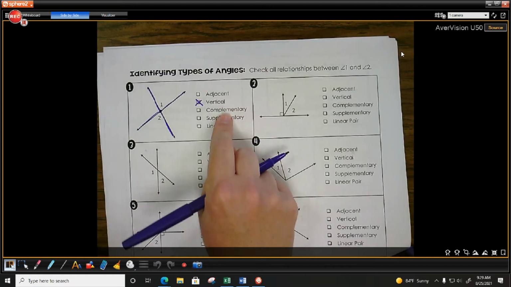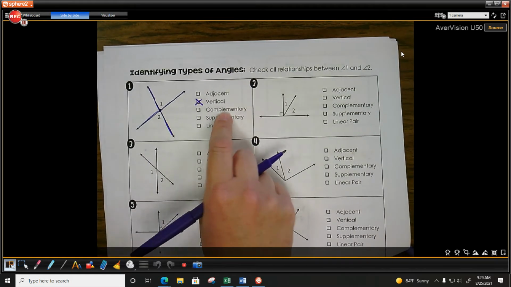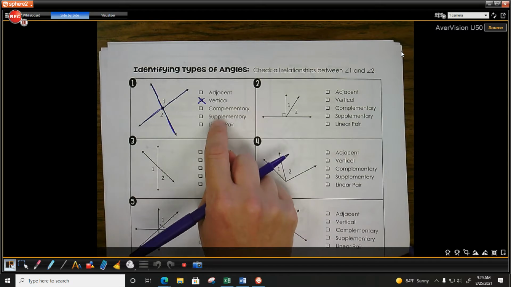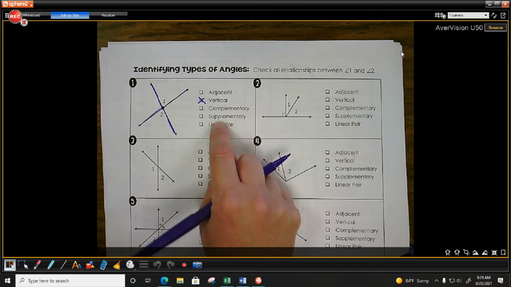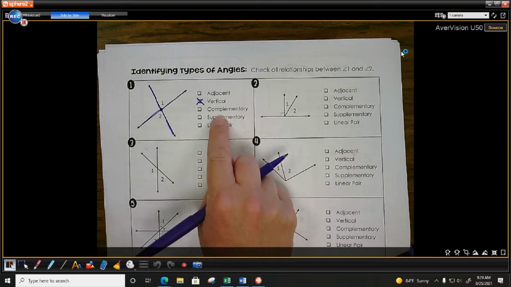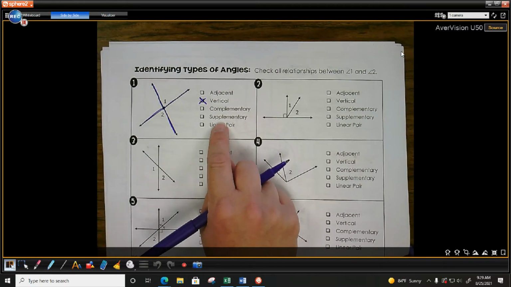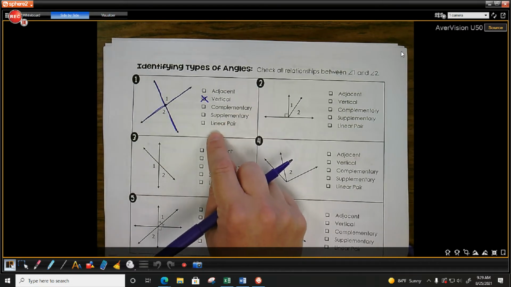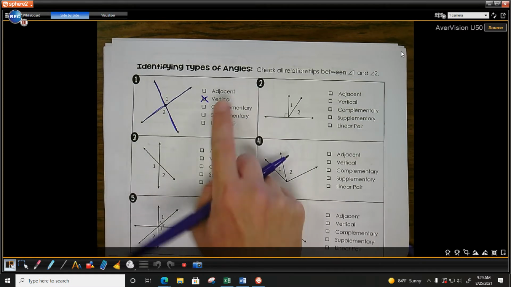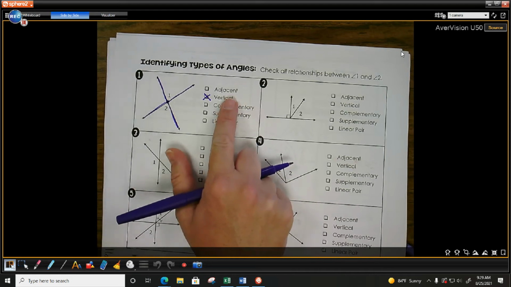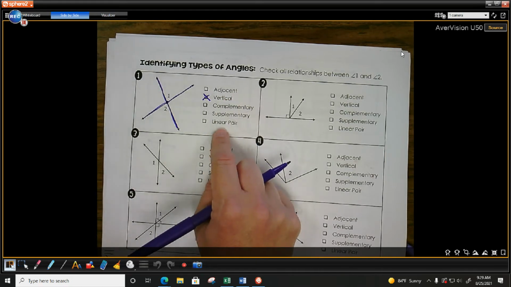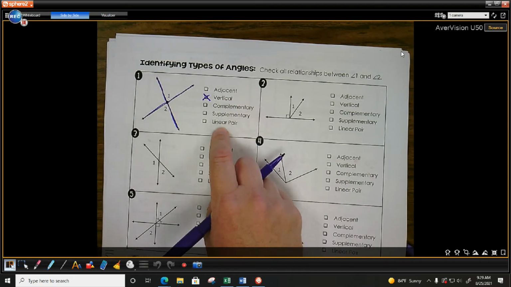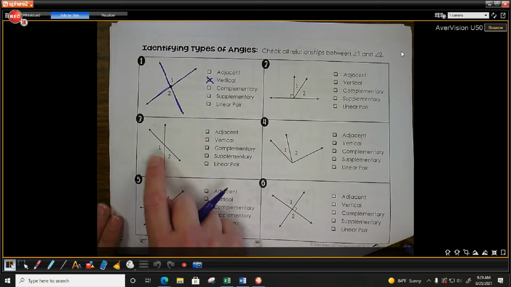Do I know the measurement of them? So can I say they're complementary or supplementary? No, I don't know what the measure is. I don't know if it equals 90. I don't know if it equals 180. They could be, but I don't know, so I can't check those boxes. Linear pair. In order to be a linear pair, you have to be adjacent, right? So can I check the linear pair box? No. Okay.